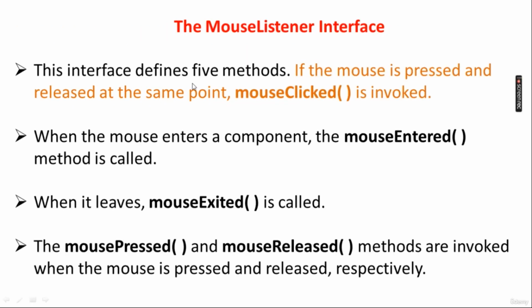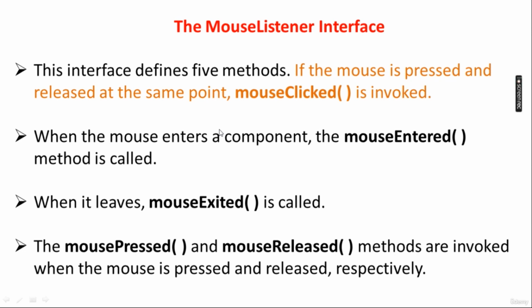Next is the MouseListener interface. This interface defines 5 methods. If the mouse is pressed and released at the same point, that is, at the same x and y coordinates, the mouseClicked method is called. When the mouse enters a component, the mouseEntered method is called.